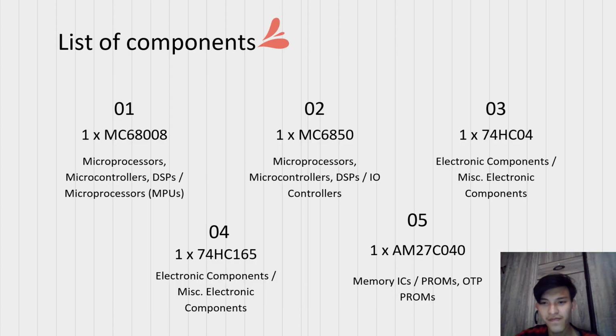Components: we have 5 components. The first one is the MC68008, which is a microprocessor or microcontroller, and the second is the MC6850, also used as a microprocessor or microcontroller. The third one is the 74HC04, which is an electronic component, and number 4, the 74HC15, also an electronic component. The last one is the AM27C040, which is used as memory IC. So that's all from me.